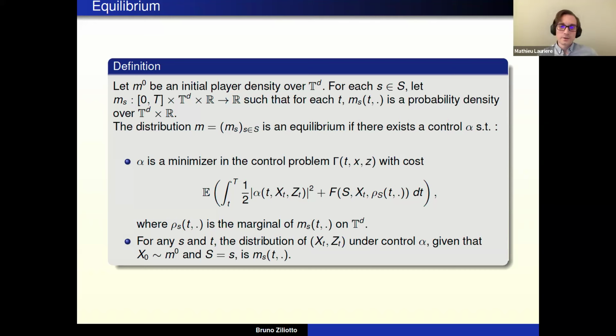And here, all the players know that the initial distribution is M0, right? So in this case, the initial distribution is known from everyone, but they don't know the state. Okay, thanks.